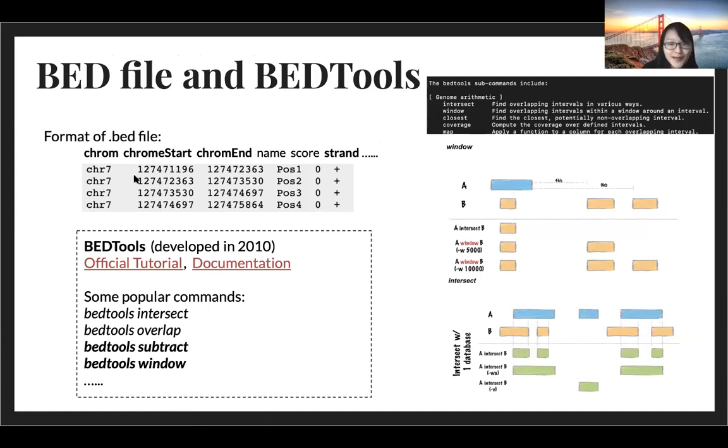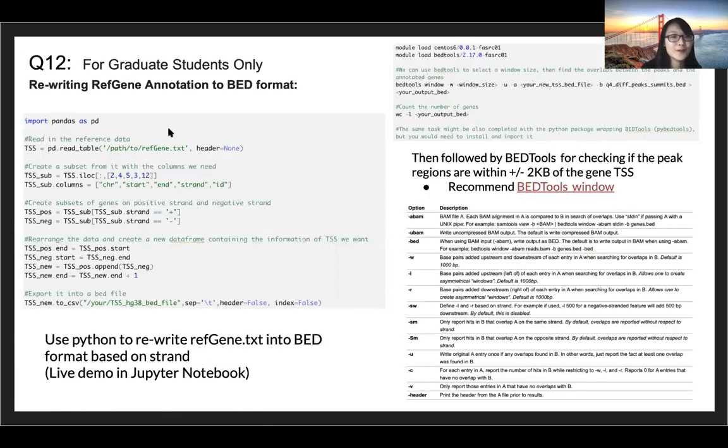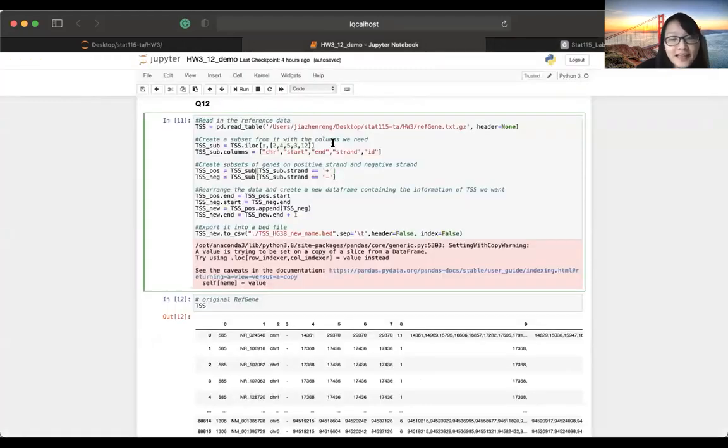In order to use BEDTools, you have to rewrite it to at least contain the first 3 columns. Otherwise, BEDTools will just not work. That's why we ask you to use Python to rewrite refgene.txt into the BED format. So I guess I can give a live demo here. Let me quickly check, can you guys see my Jupyter Notebook page?